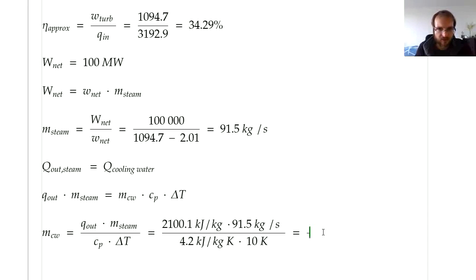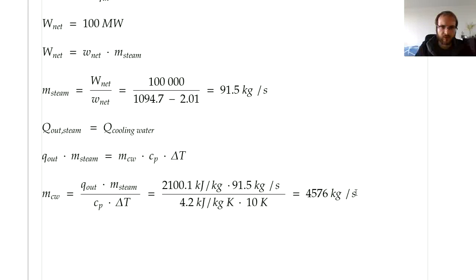So the result, also we can check the units: kilojoules, kilojoules, 1 over kilogram, 1 over kilogram, 1 over Kelvin and Kelvin, and what remains here is just kilograms per second. And the resulting value is 4576 kilograms per second.